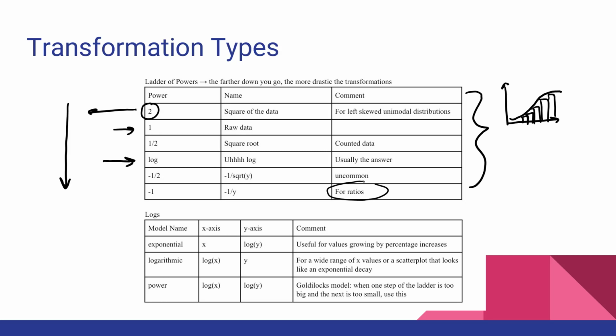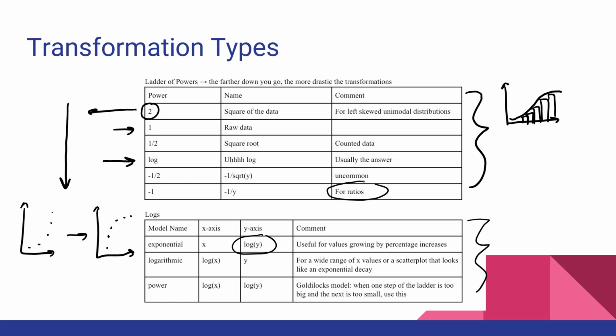If you go too far, then you might end up going from a scatterplot that looks like this to a scatterplot that looks like this, and you don't want that. You want to have something in the middle with a good line shape. So logs are used so much that we actually have a separate table for them. First, we have our exponential model. This is used the most when our data is increasing by percentages. And this is when we take the log of our y-axis.